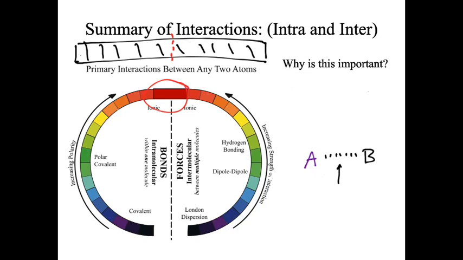weak. Why is it weak? Because atom A and atom B don't carry charge. They would be neutral. Well, how do they become neutral? There's really two circumstances that we could look at.